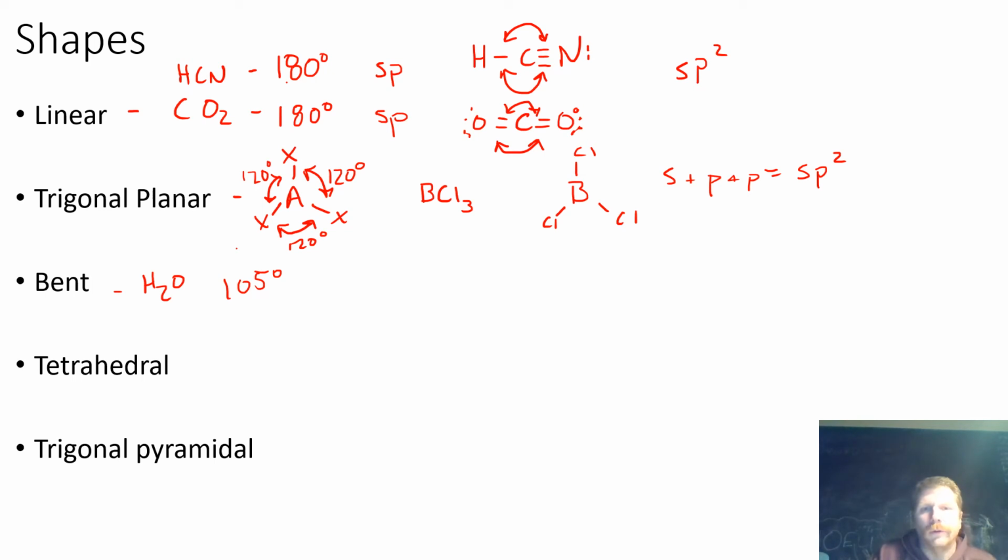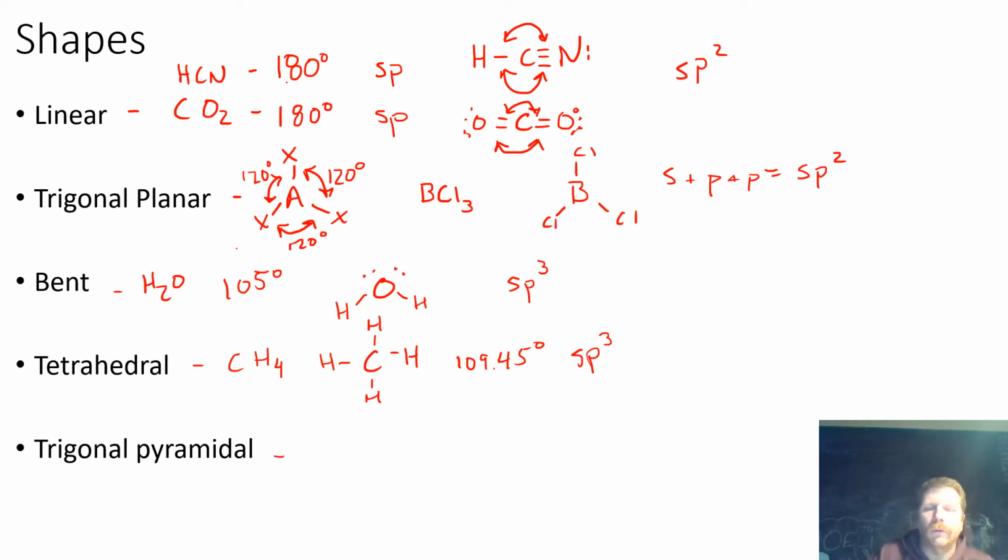Oxygen, hydrogen, hydrogen, lone pair of electrons, lone pair of electrons, 105 degrees. Next is an sp3 hybridized molecule, a tetrahedral molecule. That's going to have CH4 as our example, with a bond angle of 109.45 degrees, and again sp3 hybridized. And then trigonal pyramidal.